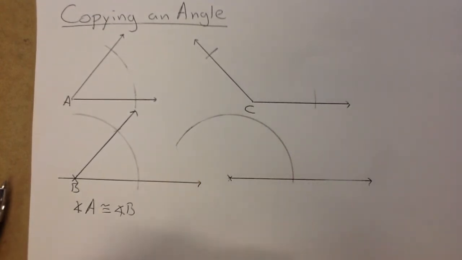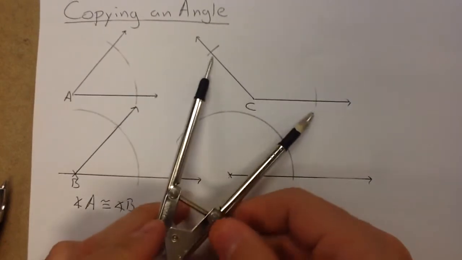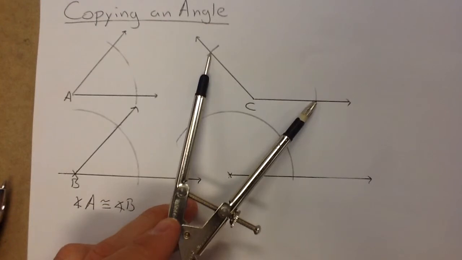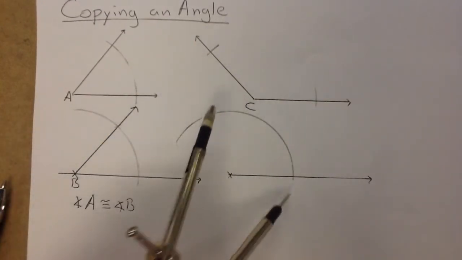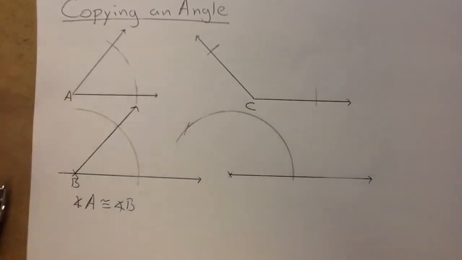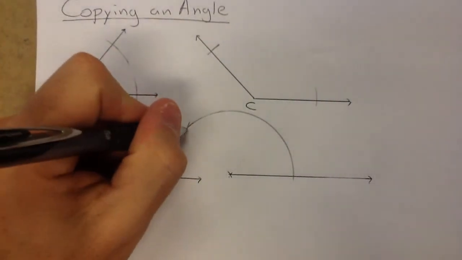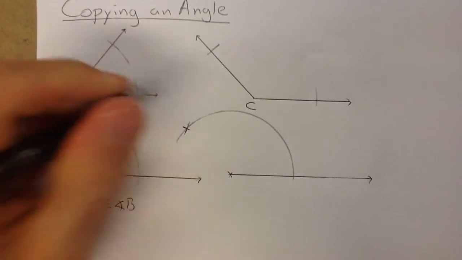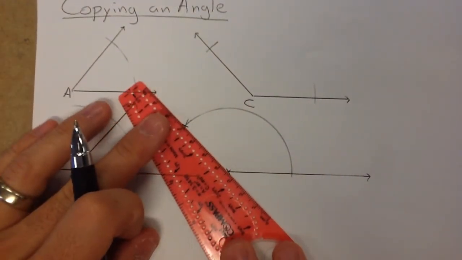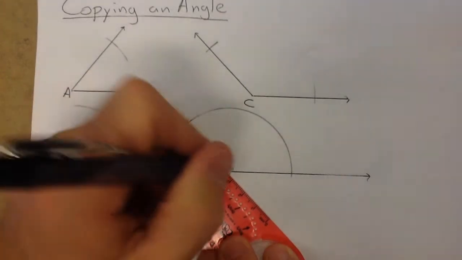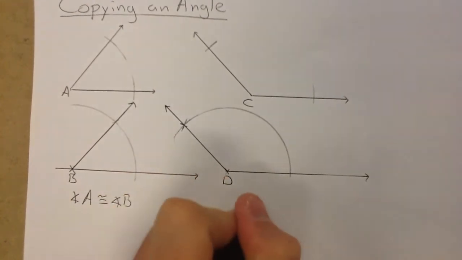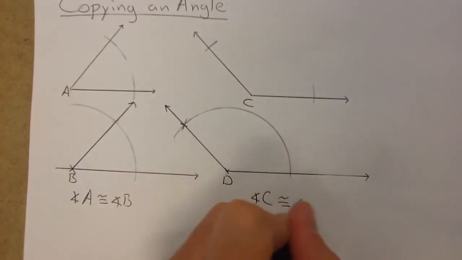Now I go back up to my original angle and I measure how far apart it is from the two sides on C. And down here it goes to right there. So my intersection point, like a little X, is that point. And now I can connect them to make my second side of my angle. We'll call this angle D, and we can say that angle C is congruent to angle D.